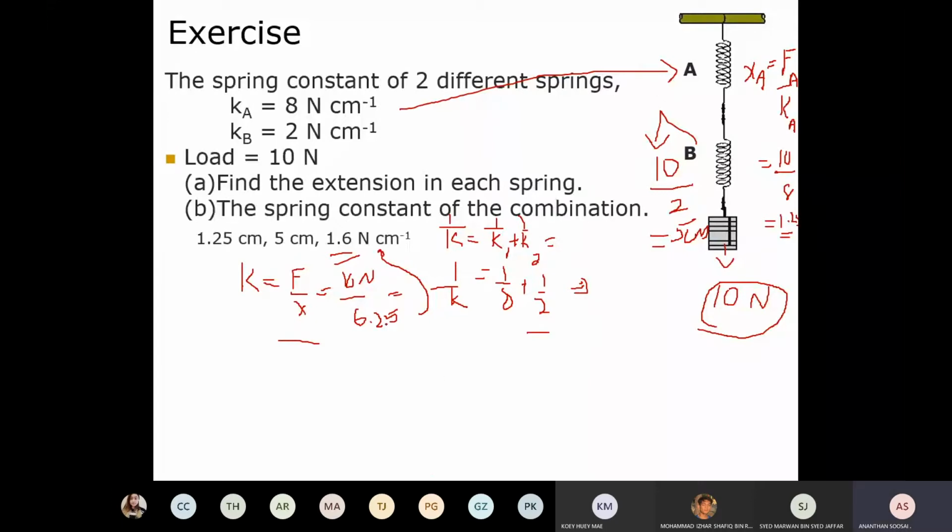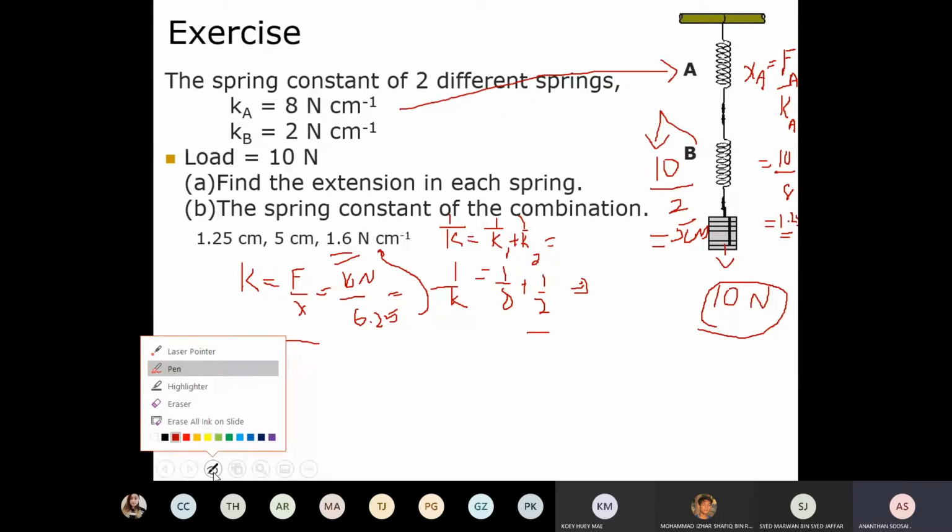So this is the first warm-up question. Two springs in series: the force experienced by A and B will be the same. They are not helping each other. Whatever load is applied here is the force experienced by A, and whatever load is applied here is the force experienced by B. Any questions so far? Okay, let's go to the next one.